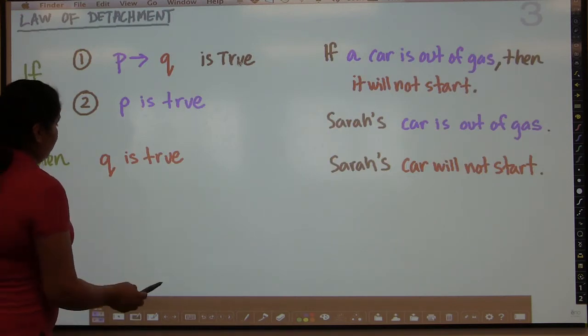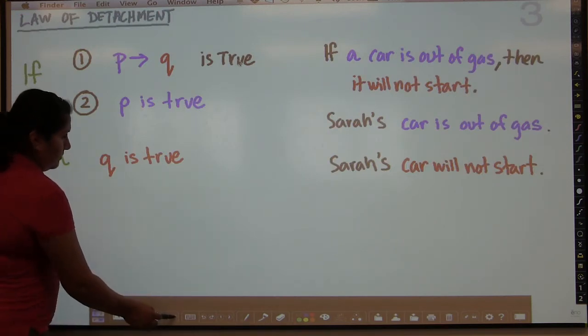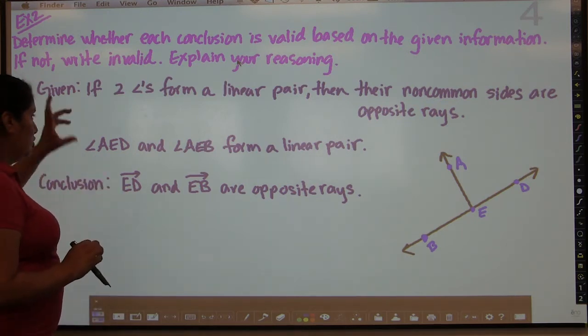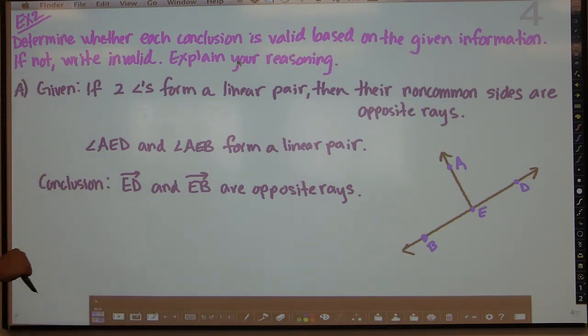Make sure I cover that, okay? All right, so remember, we're looking for that model, the two-step process, okay? So here we go, example 2. Determine whether each conclusion is valid based on the given information, if not, write invalid, and explain your reasoning. So here we go.